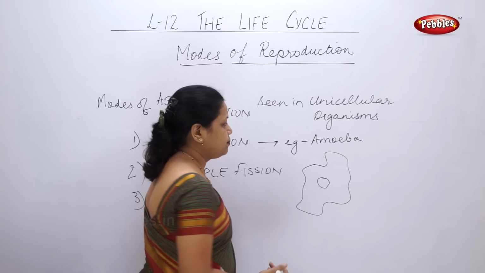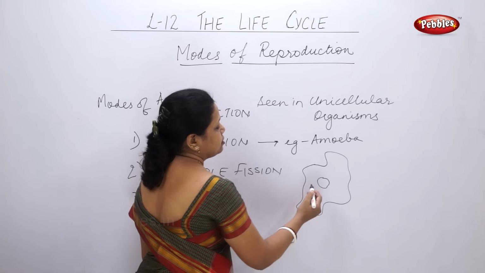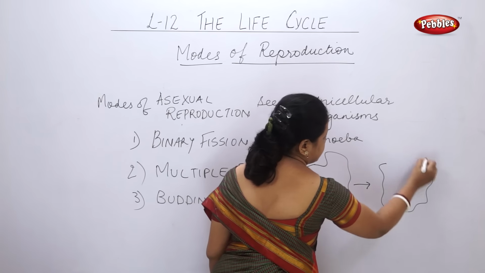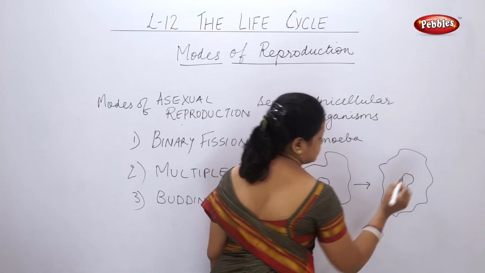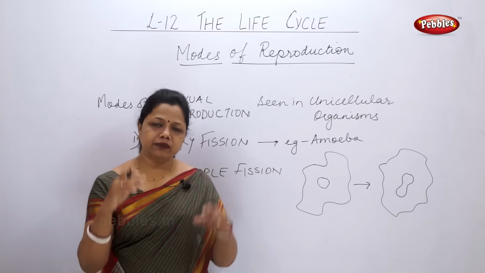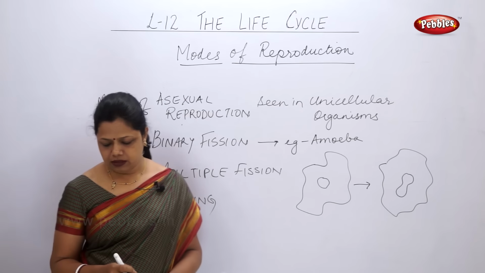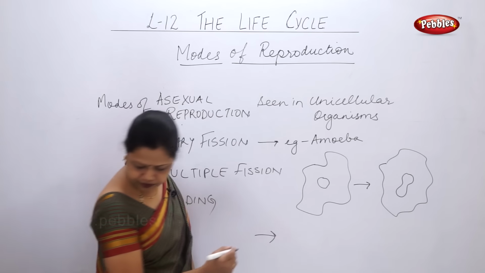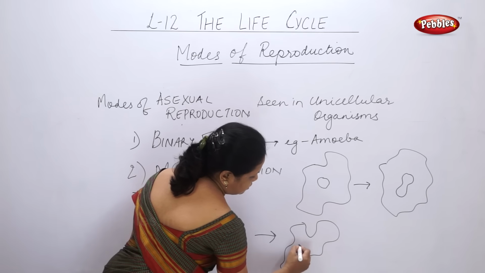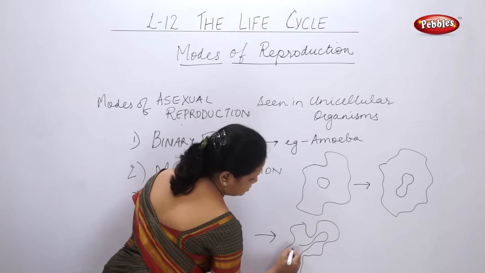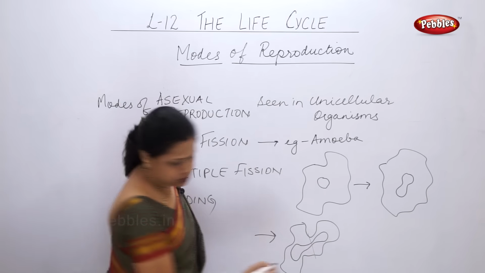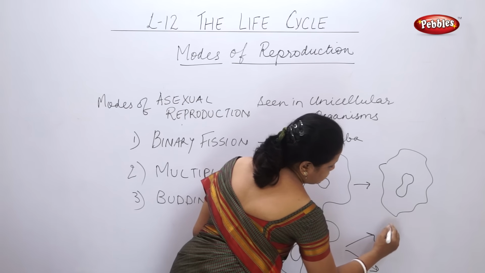Amoeba is a unicellular organism which divides by first the nucleus starting to divide. The nucleus was fully circular. Now the nucleus slowly starts dividing, that means a constriction is coming in the nucleus. Here one part of the nucleus is going, and here the second part is going. The fourth stage is that it forms two daughter nuclei.